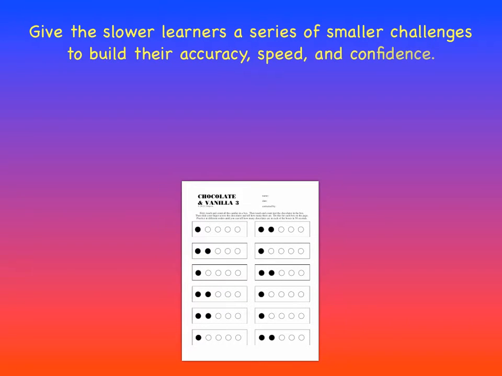Give the slower learners a series of smaller challenges to build their accuracy, speed, and confidence. And remember, you can do this with amounts 3, 4, 5, and the larger amounts later.